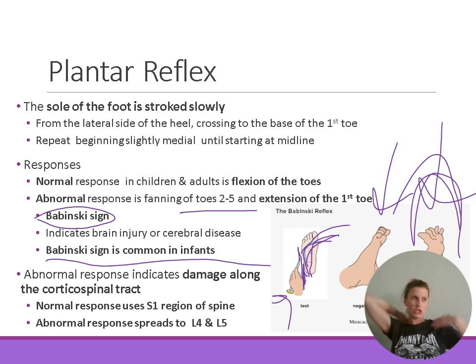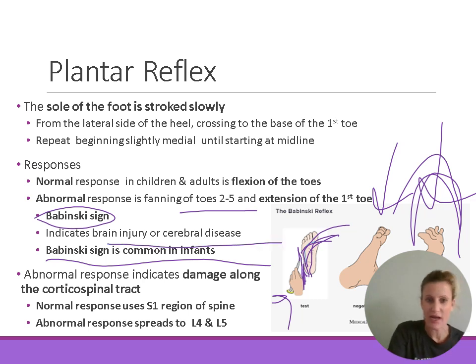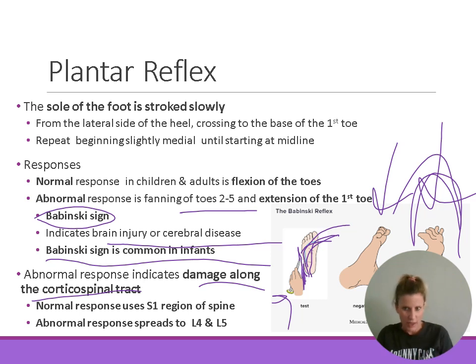If Babinski's sign is present in an older child or in adults, this indicates that there's some sort of brain injury or cerebral disease, right? So an abnormal response indicates damage along the corticospinal tract. The corticospinal tract, think cortex down to the spine. So it includes the cerebral cortex, the brain stem, and the spinal cord.